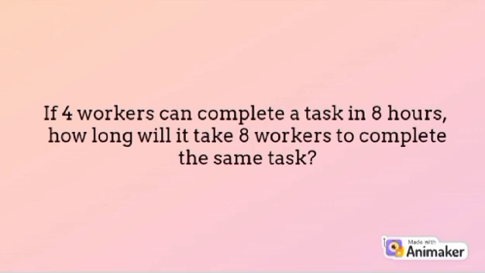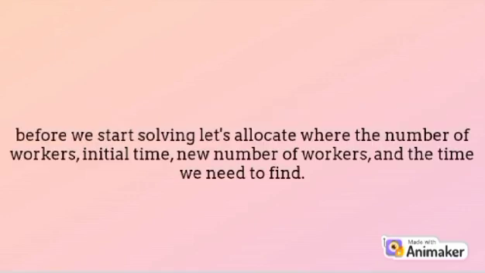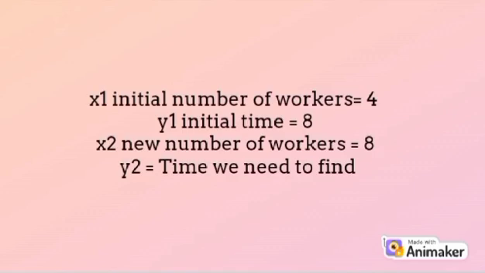If 4 workers can complete a task in 8 hours, how long will it take 8 workers to complete the same task? Before we start solving, let's label the number of workers, initial time, new number of workers, and the time we need to find. X1, the initial number of workers, equals 4. Y1, the initial time, equals 8. X2, the new number of workers, equals 8. Y2 is the time we need to find.